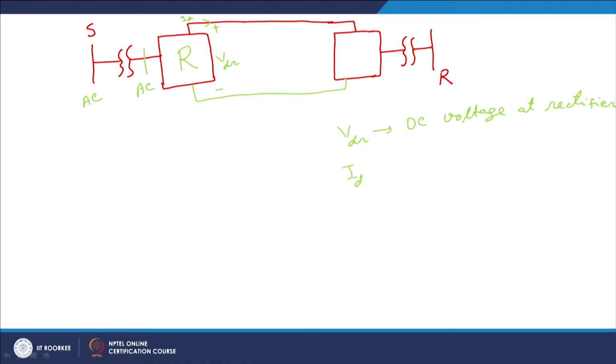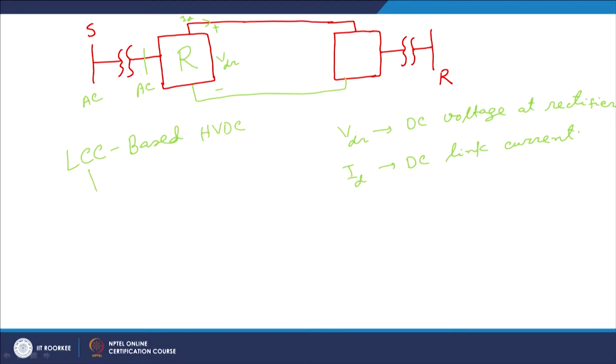ID is the DC link current. So, then therefore, ID flows from the rectifier side to inverter side. We are talking about LCC based HVDC. In this course, we will be talking about LCC based HVDC.